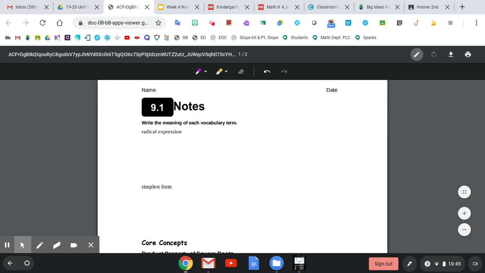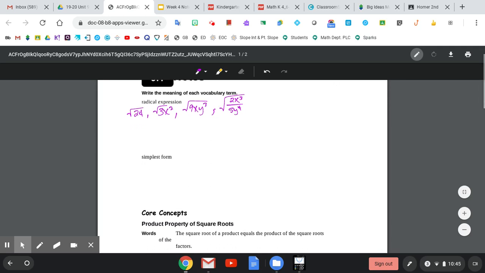So we are talking about radical expressions, which are things like the square root of 24, the square root of 3x squared, or maybe the square root of 9xy to the third. And I mean, it could even get crazy, like the square root of 2x cubed over 5y to the fourth. Today, what we're going to really focus on is how to write them in their simplest form.